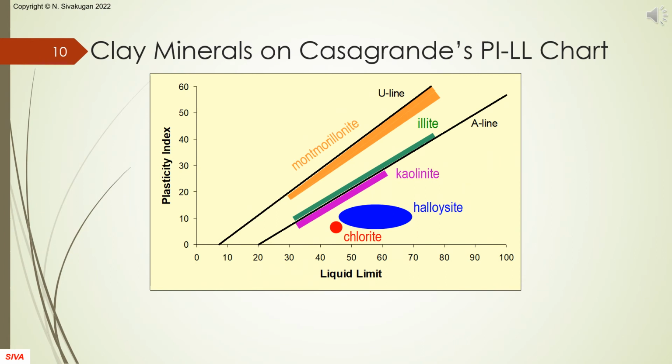The clay minerals plot in specific locations in Casagrande's PI versus LL chart. Montmorillonite plots just below the U line and illite plots just above the A line. Kaolinite plots just below the A line.